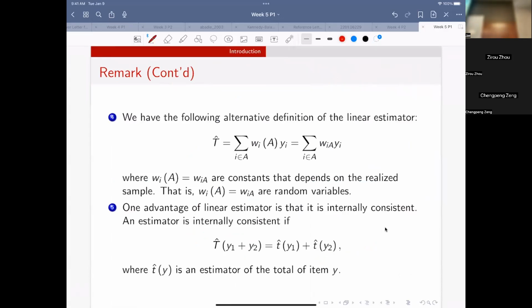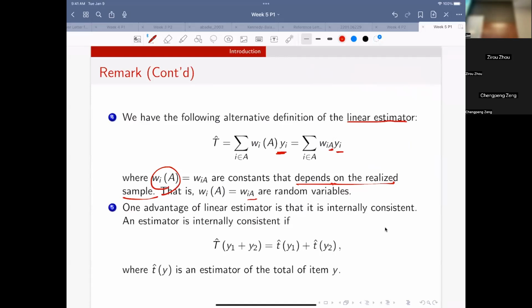So here's an alternative definition of linear. It is linear in Y, but the weight can be a random variable. That is really, really important. The weight depends on the sample, so the weight can be random, not fixed. If you treat the weight as fixed, then you have no freedom. So you need some flexibility, in the sense that the weight can depend on the sample A. So that's why we have a subscript A.